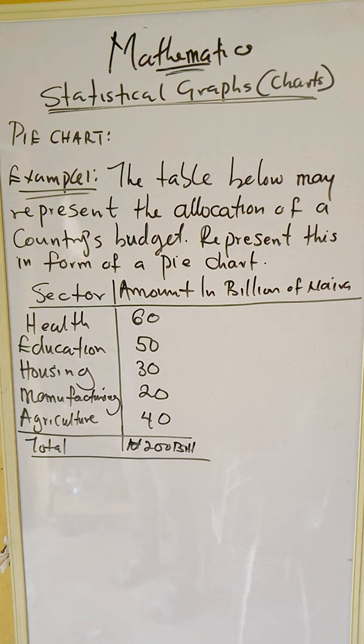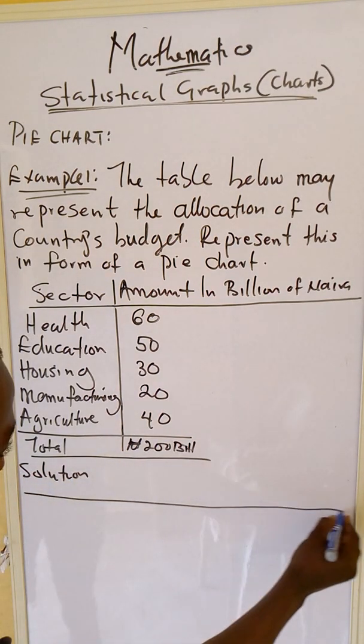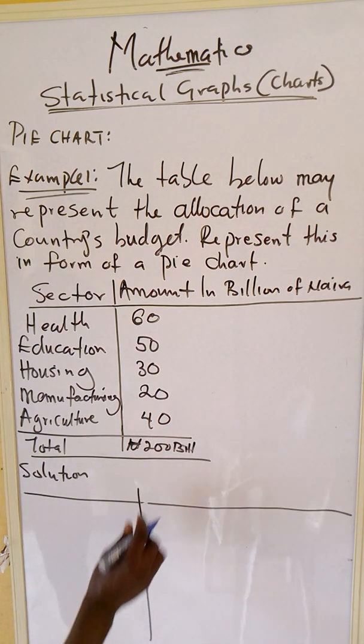The first thing we need to do here is to determine the angle each item makes at the center. So how do we do that? Solution: we are asked to represent it using a pie chart.